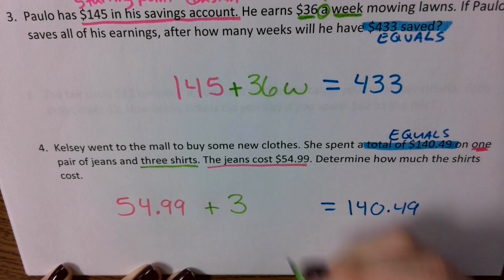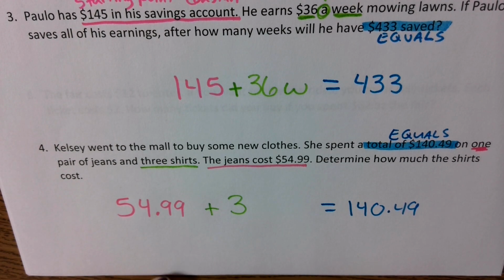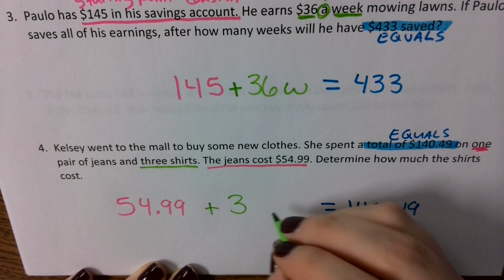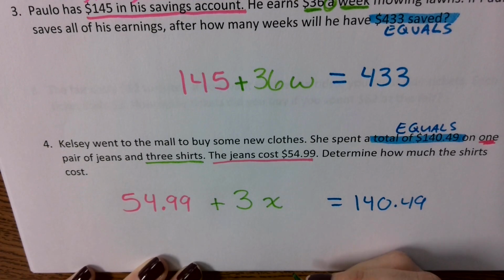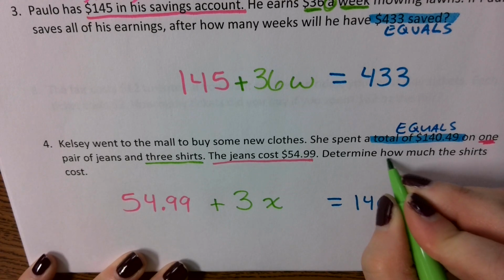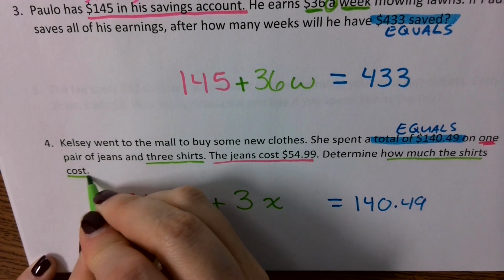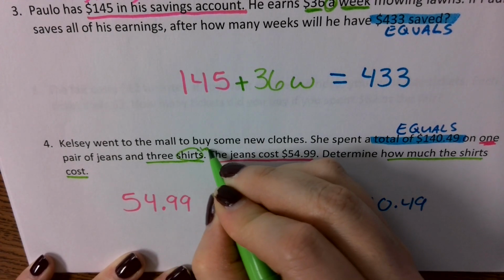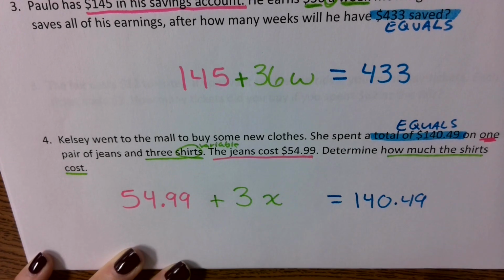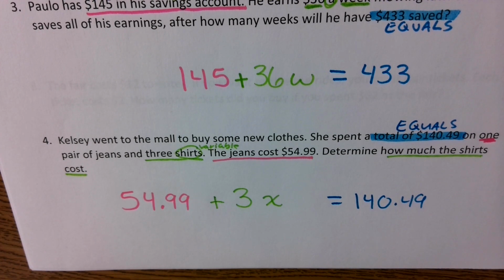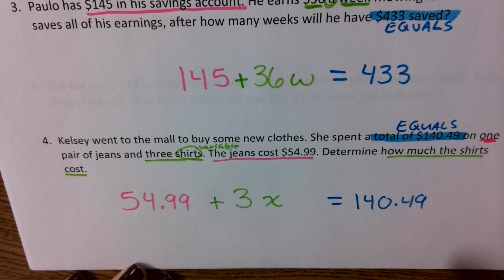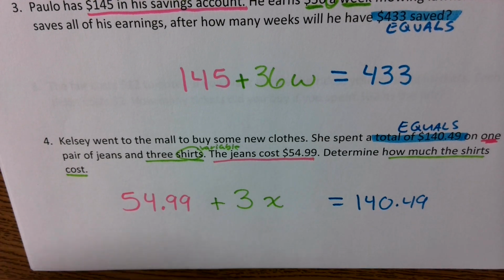Do we know how much the shirts cost? No. So that's not $3, that's 3 shirts at X amount of dollars. It's an unknown cost. The fact that they're wanting to know how much the shirts were going to cost means the shirts are going to be your variable. The cost of the shirts. How many shirts you purchased is your coefficient. Okay, so you should have $54.99 plus 3x is equal to $140.49. All right, go ahead and switch it on over to the next.